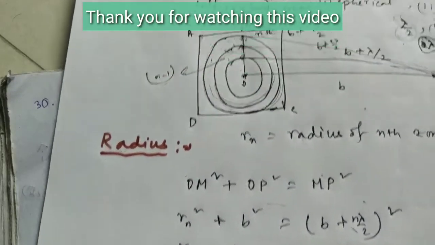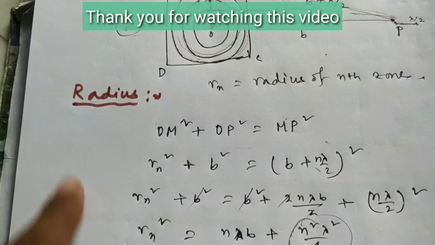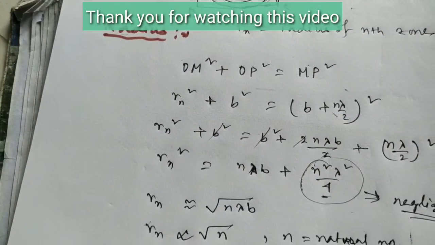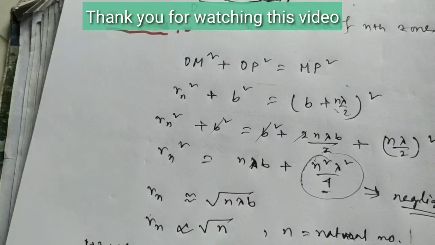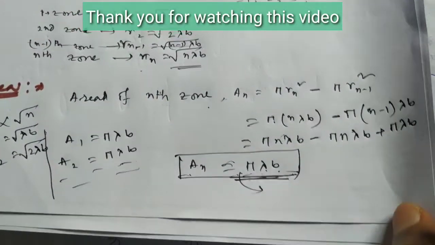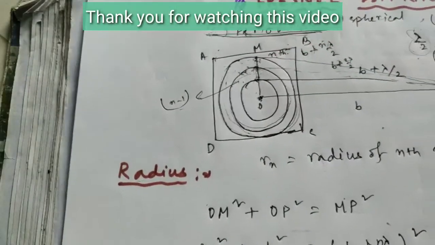Actually we learned from this video that the radius, Rn, varies as root over n, and An is constant, the area. And why is this a half period zone?